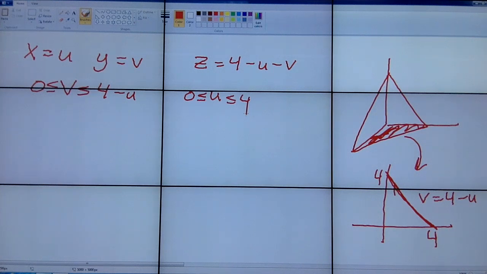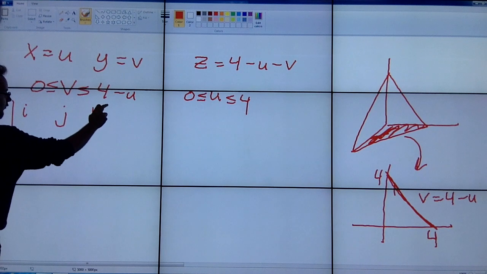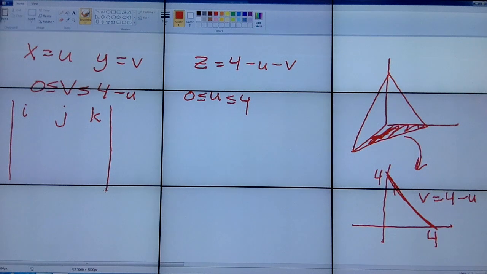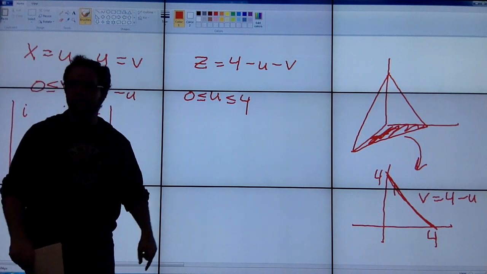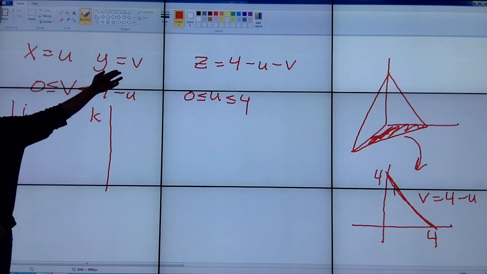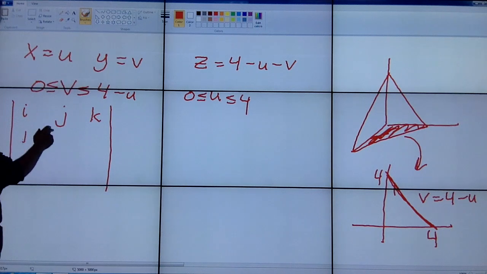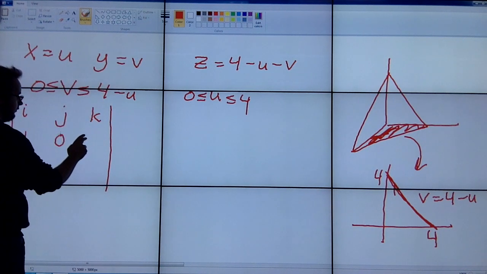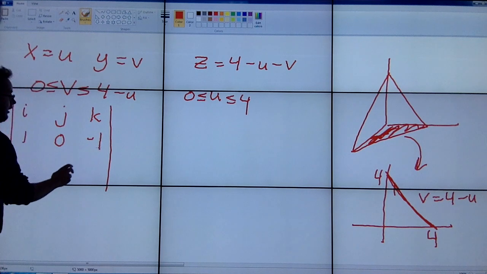All right. So that's step 1. Step 1's done. We parameterized our surface and found our bounds. Now we have to find r_u cross r_v. That means we have to set up a determinant, i, j, k. I'm going to tell you a clever way to do this one in a second. We take the partial derivative with respect to u. What's the partial derivative of x with respect to u? 1. What's the partial derivative of y with respect to u? 0. Partial derivative of 4 minus u minus v with respect to u? Negative 1.